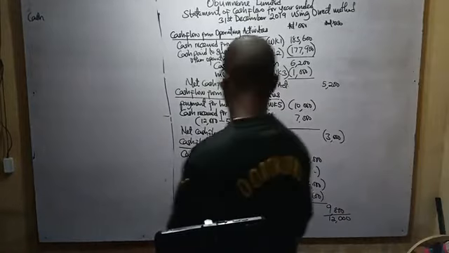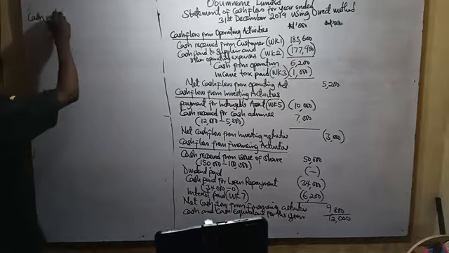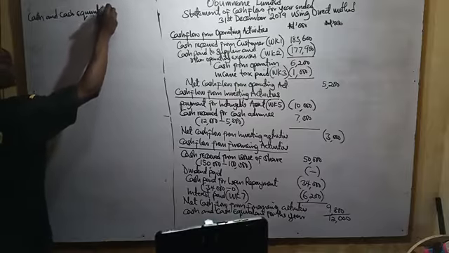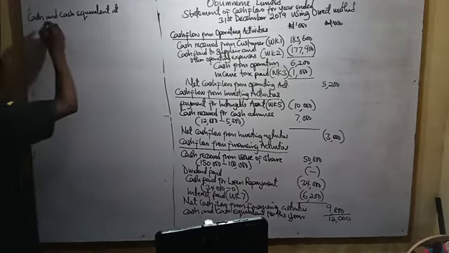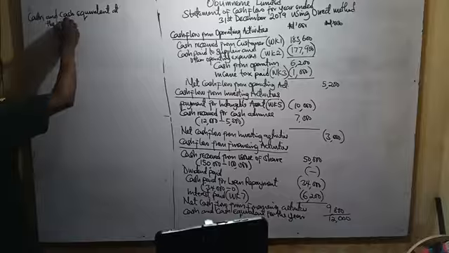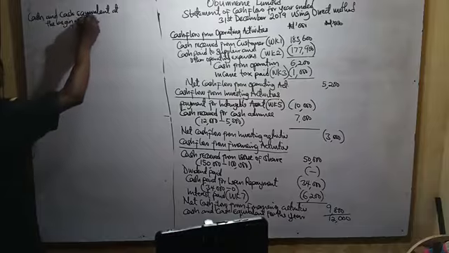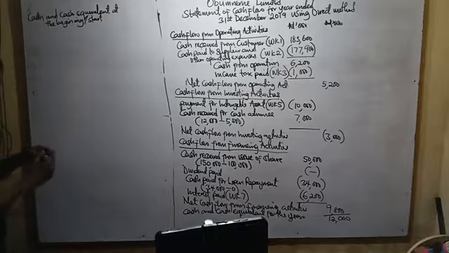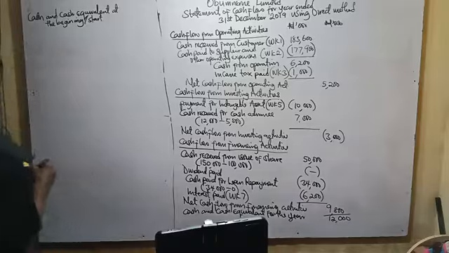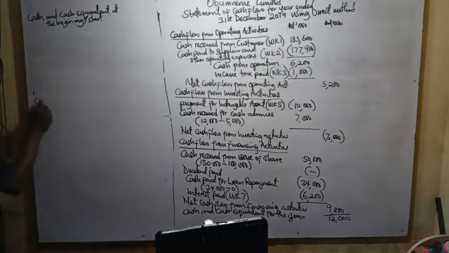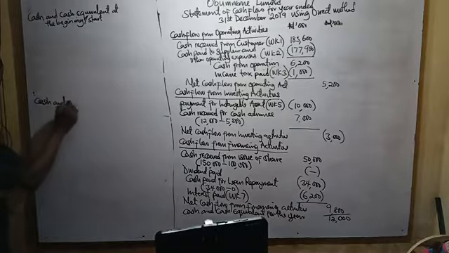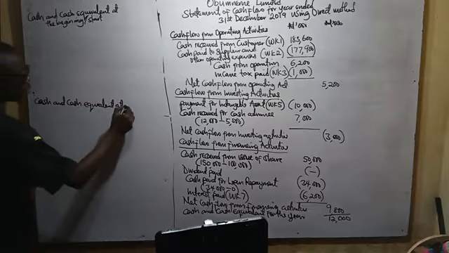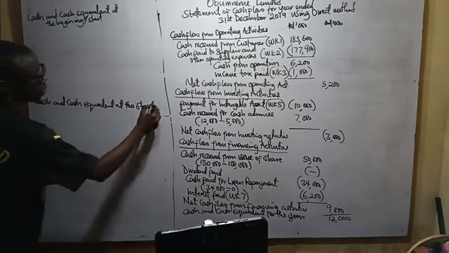So let's calculate our cash and cash equivalent at the beginning of the year, or you call it at the start of the year, anyone you want to call it. Now this is how to calculate your cash and cash equivalent at the beginning. So your cash and cash equivalent at the start, that means at the start of the year, that's what we mean.